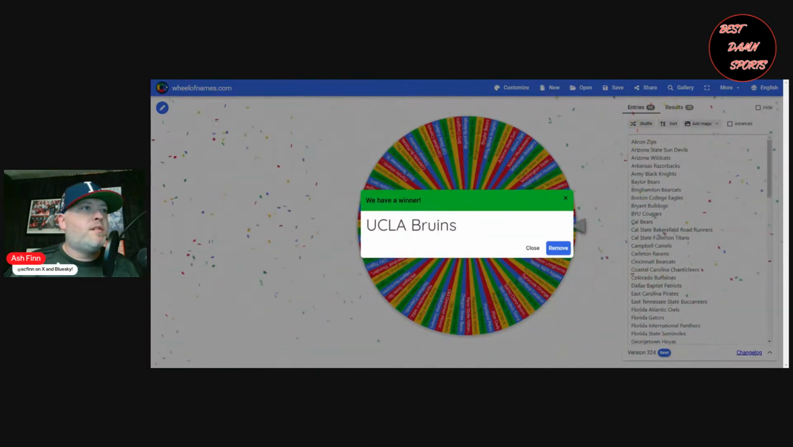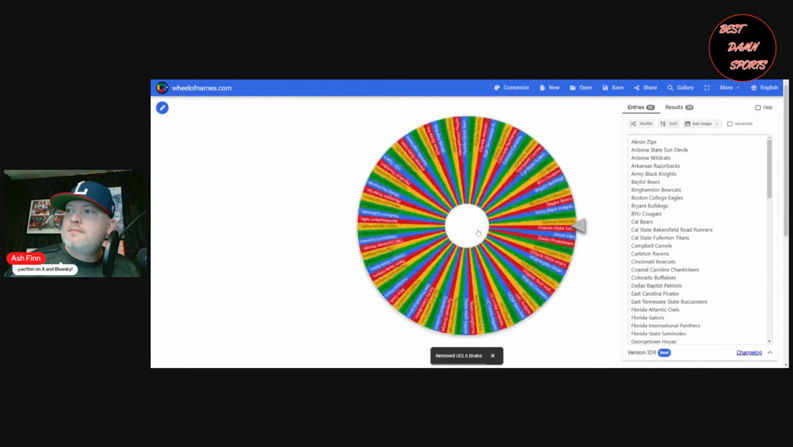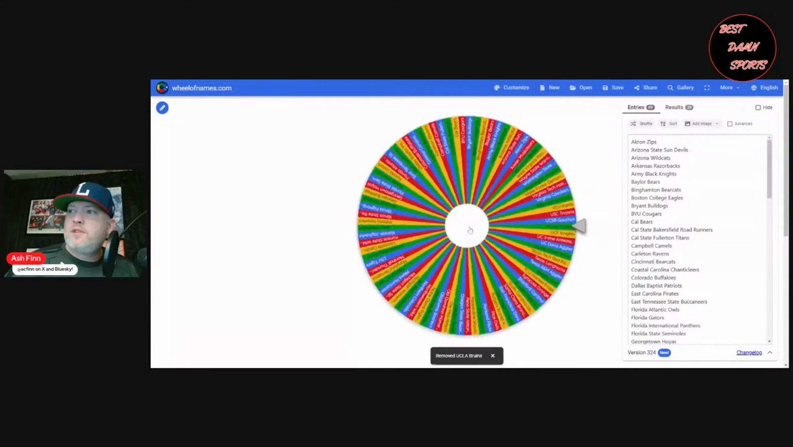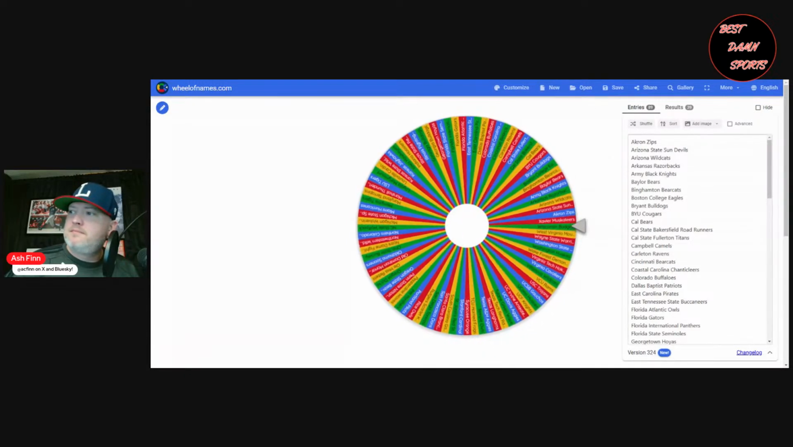UCLA, the Pac-12 with another one off the board. Yes, in our league, they are back in the Pac-12. They are not in the Big Ten. And around we go. Only 89 more spins.